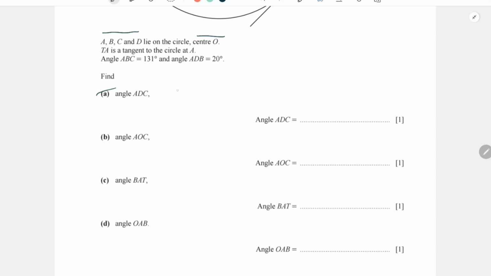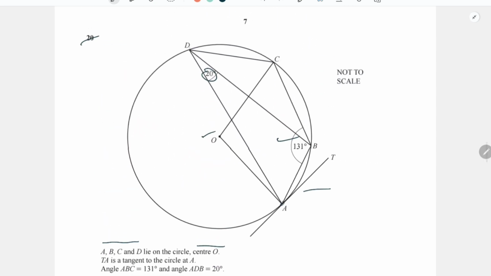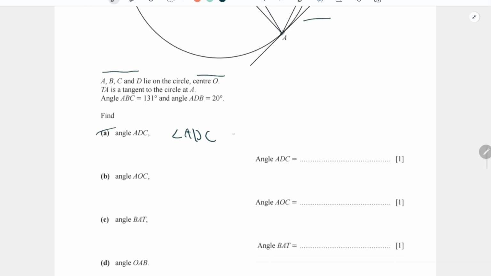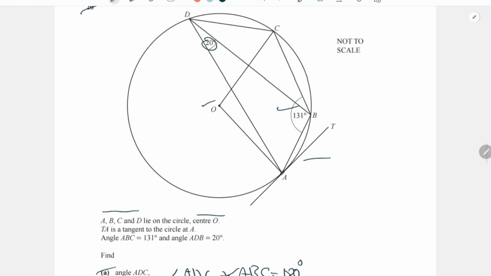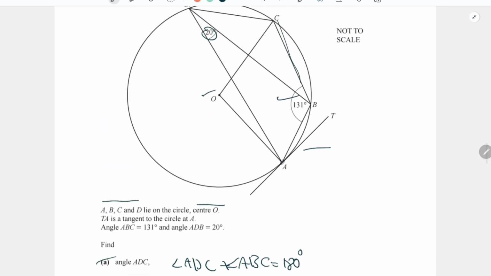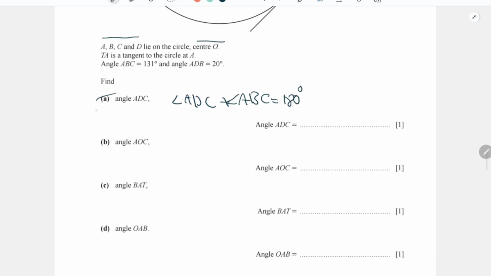Angle ADC, this one, plus angle ABC equals 180 degrees. Angle ABC equals 131 degrees. So we write angle ADC plus 131 equals 180. Now when we subtract 131 from 180, we get 49 degrees. So this is angle ADC.